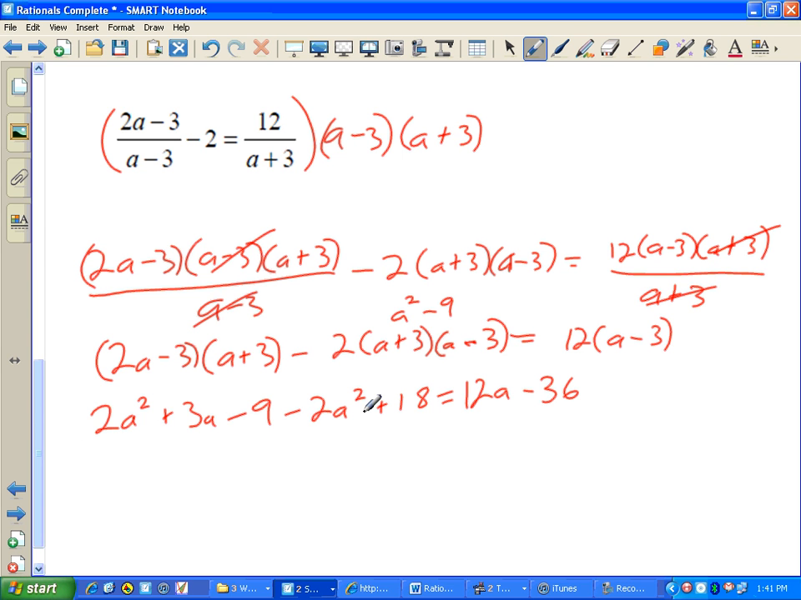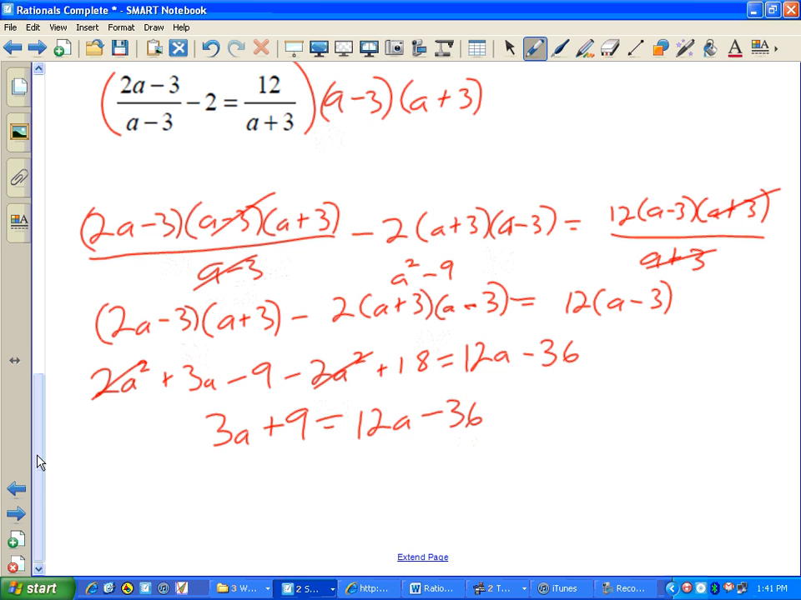So now if we combine like terms over here, I can see that my a squareds are going to cancel because I've got plus 2a squared and minus 2a squared. Negative 9 and positive 18 will turn into just positive 9. So now I've got this expression. I could have ended up with a quadratic here, and then we would use our quadratic solving methods. If we had more complex denominators, you could end up with a third, fourth, fifth power polynomial, in which case you'd want to use our methods from last chapter for solving polynomial expressions and equations.